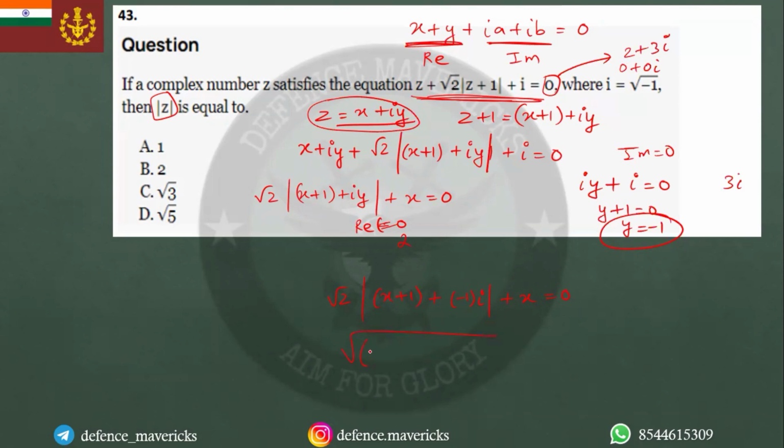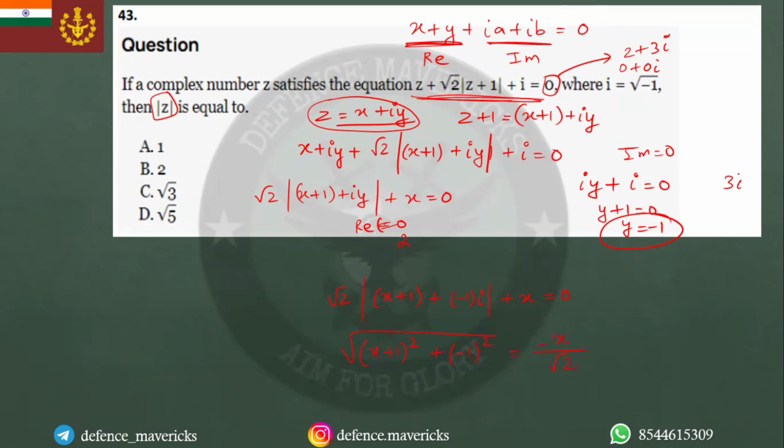It will be something like this: root over (x plus 1) whole square plus (minus 1) whole square. Sorry, just minus 1 whole square. Why am I saying i? It is equal to minus x by root 2. Okay, this is what you will get. Now what do you have to do? Now you have to solve this.